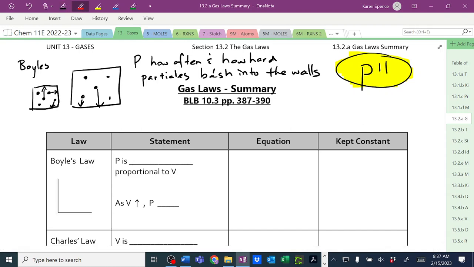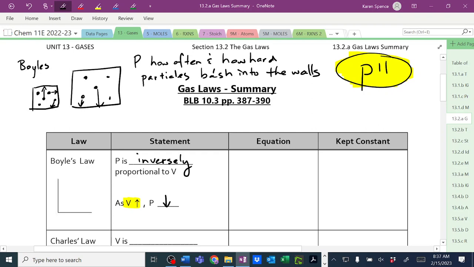So if I start with 5 particles in a small space and I finish with 5 particles in a big space, yeah, the pressure is going to decrease. So as volume increases, pressure decreases. And that means that pressure is directly or inversely proportional to volume? Inversely.